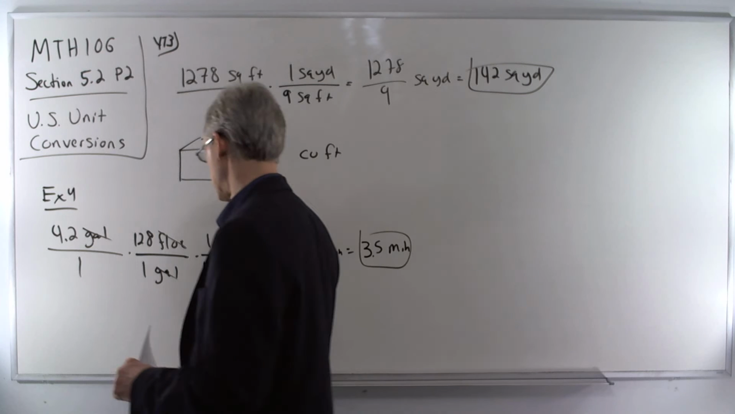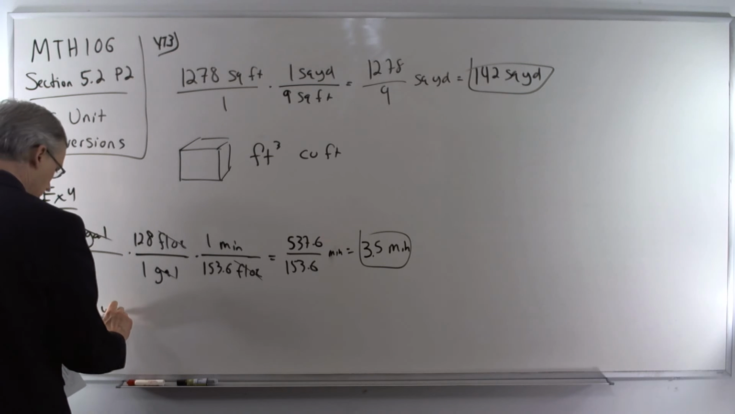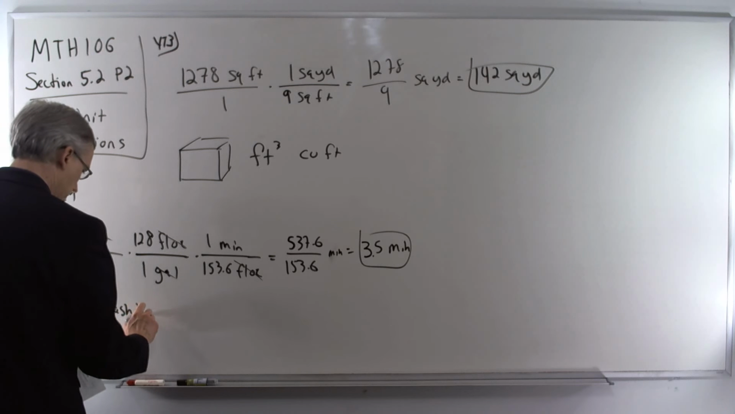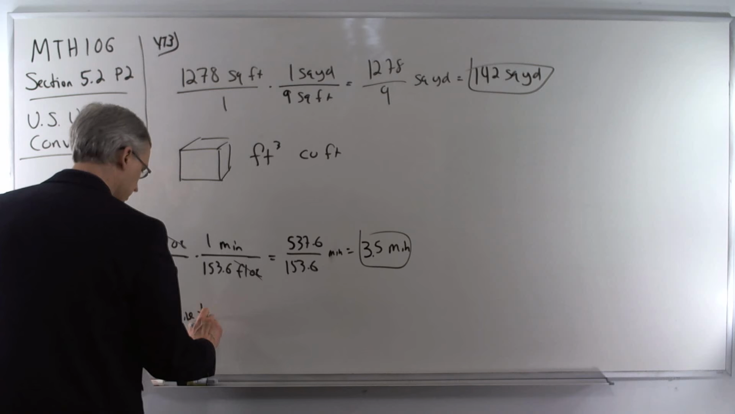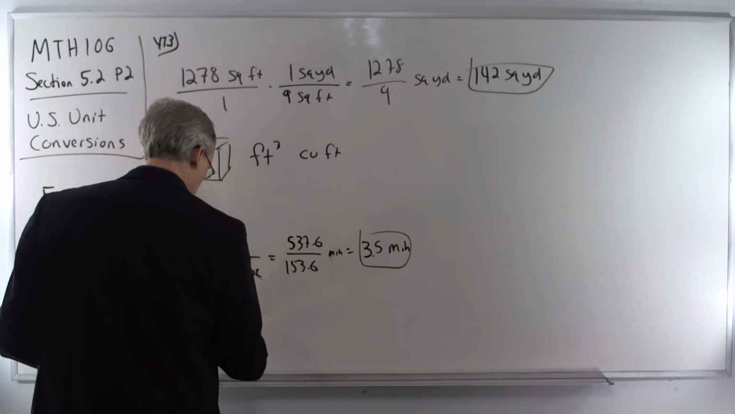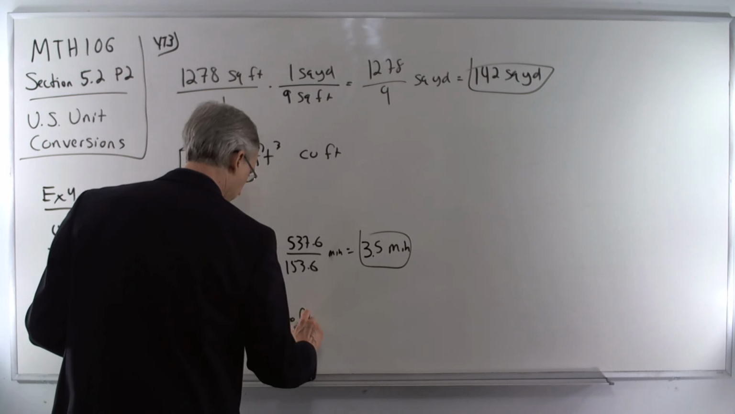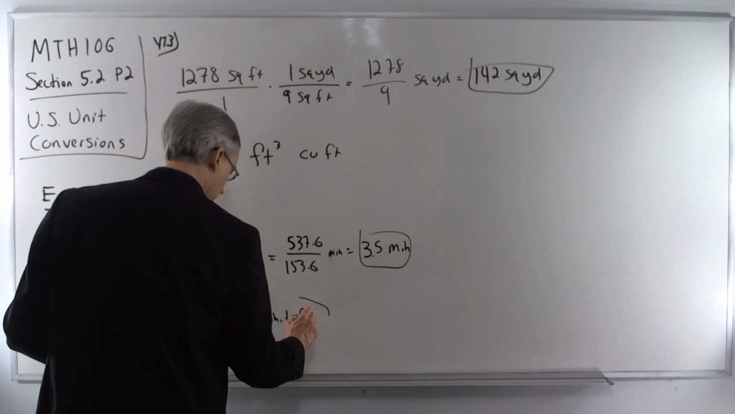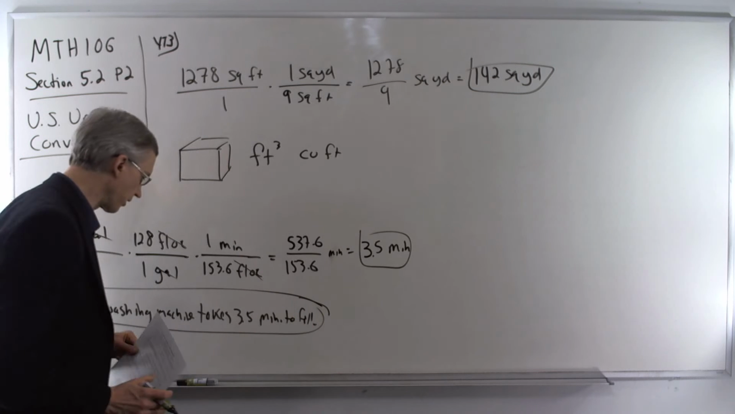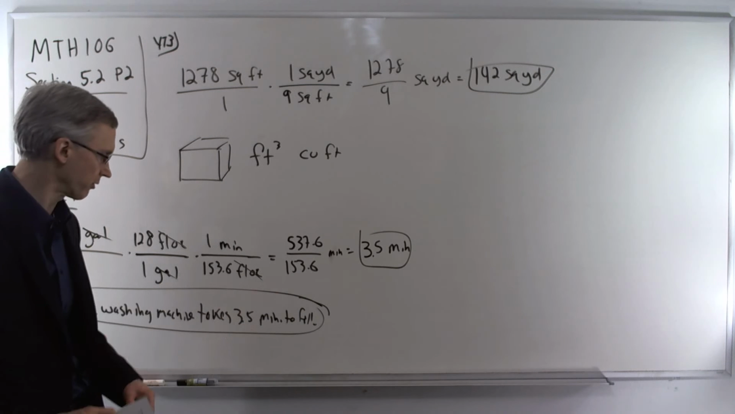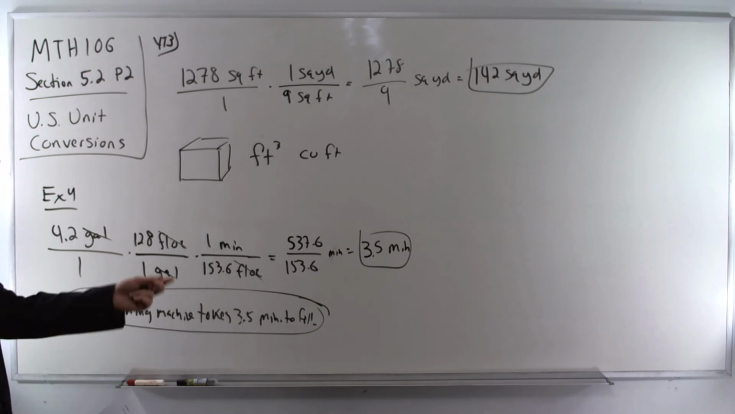So the washing machine takes 3.5 minutes to fill. So make sure you include 3 pieces of information in your answer. Numerical quantity, 3.5, the units, minutes, and what we're talking about, filling the washing machine.